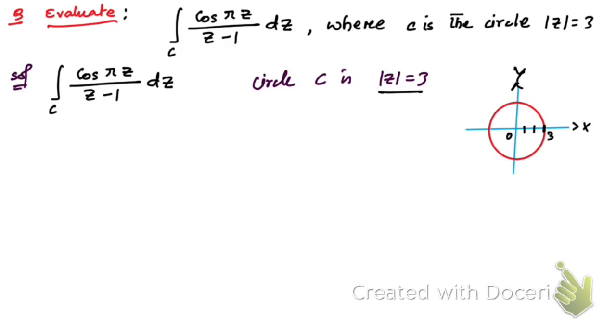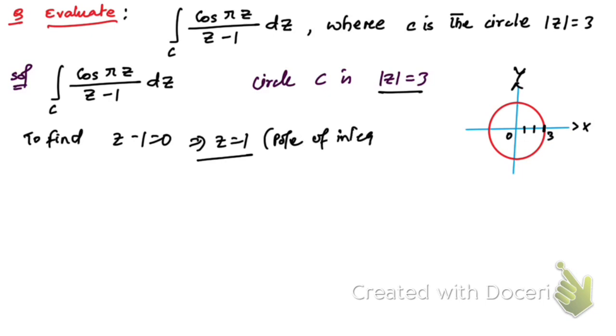So again we're going to find the pole of the integrand. To find the pole, we equate the denominator to 0. So that's going to be z is equal to 1. This is the pole of the integrand, and this is within the circle, right? So here you can see that, again, the Cauchy's integral formula.